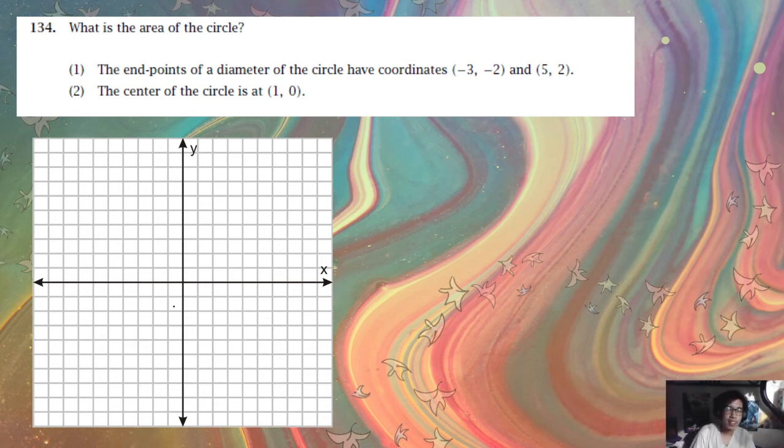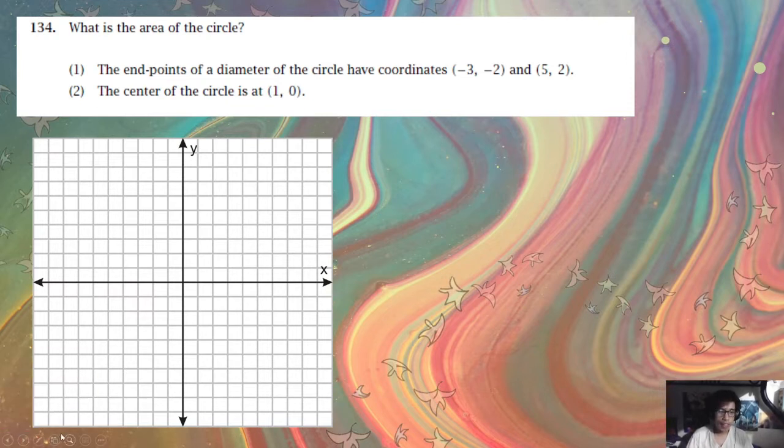For this lesson, this is going to be our second to the last lesson for geometry for the fourth quarter and for all lessons in geometry. So this is going to be on equations of circles. This is a very easy problem. So let's try this problem.